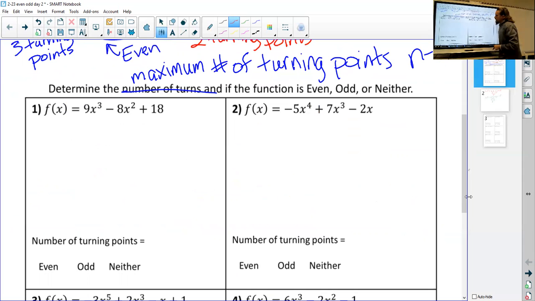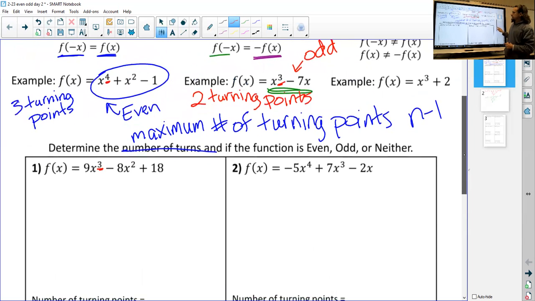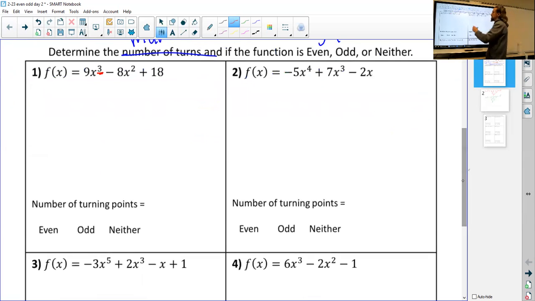So let's see. f of x equals 9x to the 3rd power minus 8x squared plus 18. I look at my degree. My highest degree is 3, and that's an odd number degree. So I know this is either an odd function or it's neither. I'm not even going to worry about the even test because this cannot be an even function. So I'm just going to look at the odd. Does f of negative x equal negative f of x?